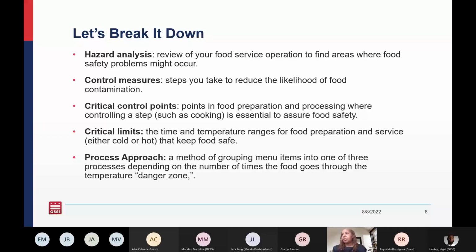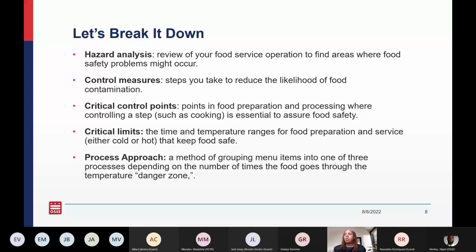The next is control measures. And these are the steps that you can take to reduce the likelihood of food contamination. So now that you've done the step of analyzing where they could become unsafe, you put control measures in place to make sure that you reduce the likelihood of them becoming unsafe.